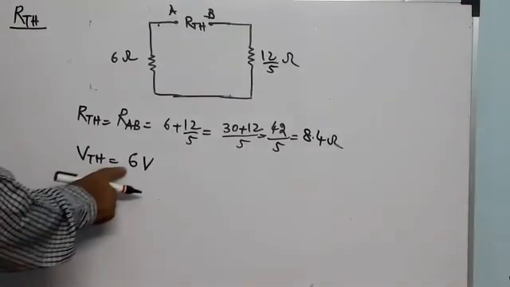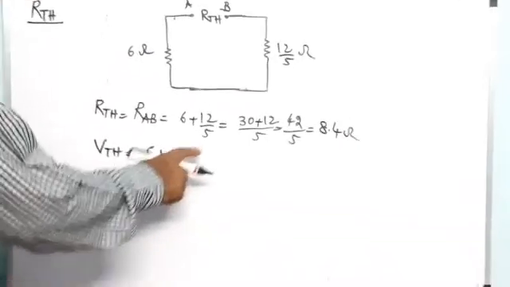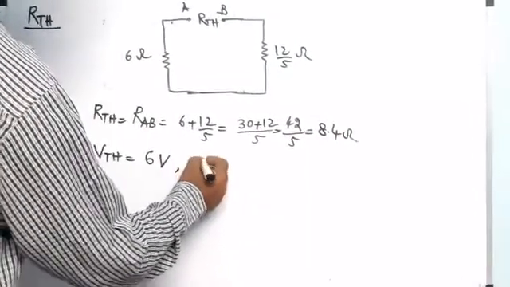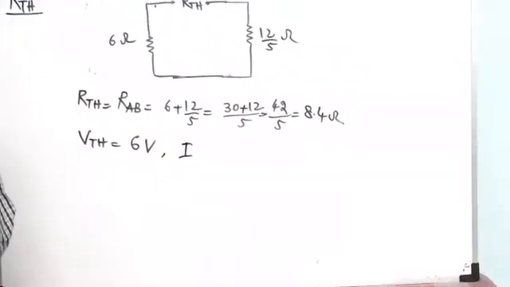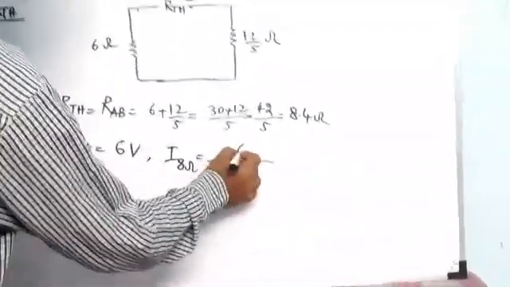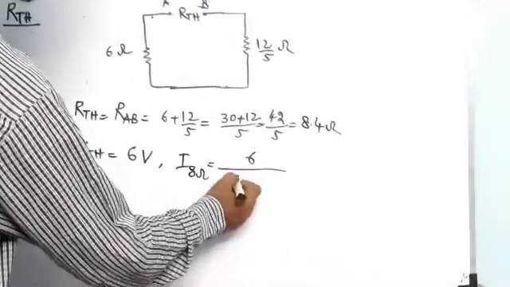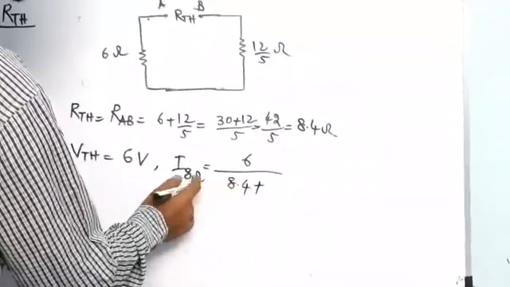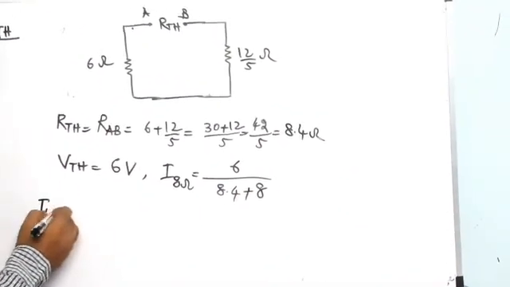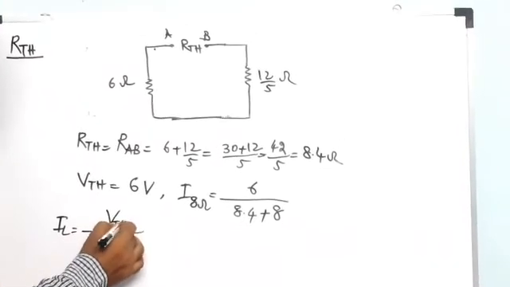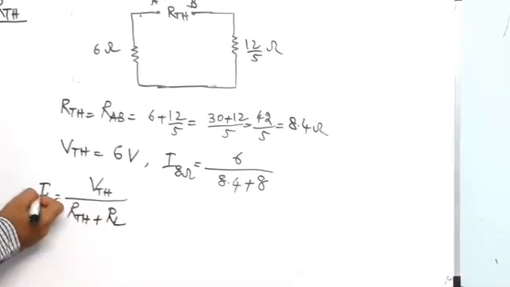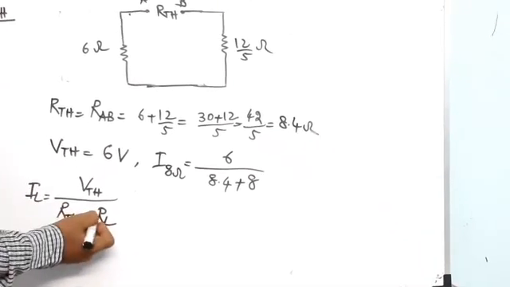Previously we got VTH is equal to 6 volts. So now RTH we got is 8.4. So according to the formula, IL is equal to how much? 8 ohm resistance, you write 8 ohm resistance. VTH how much? 6. And RTH how much? 8.4. Plus how much? 8, the load resistance. This formula, once again I will write it: VTH by RTH plus RL.